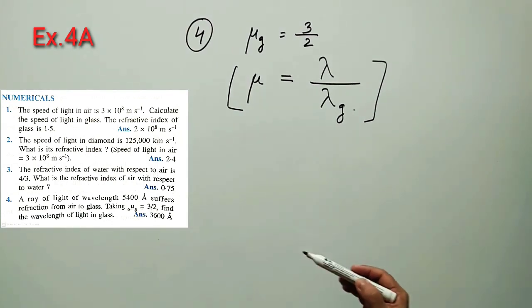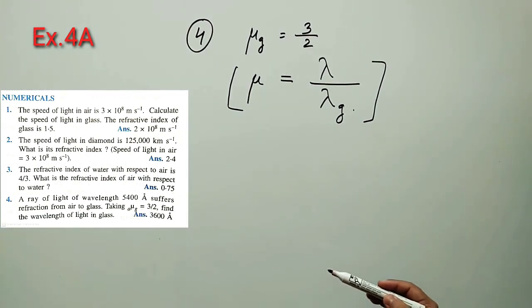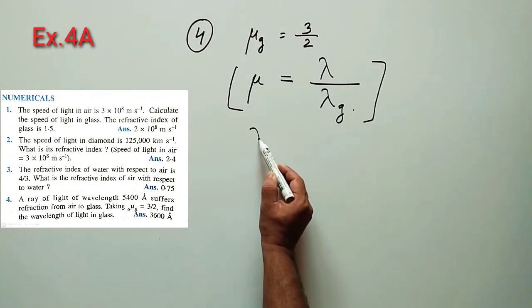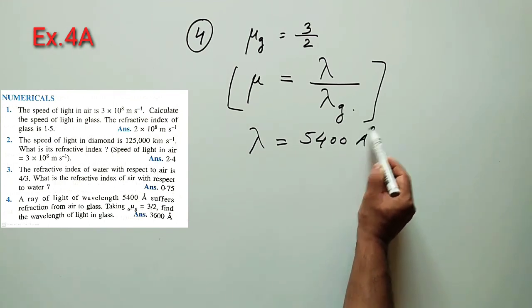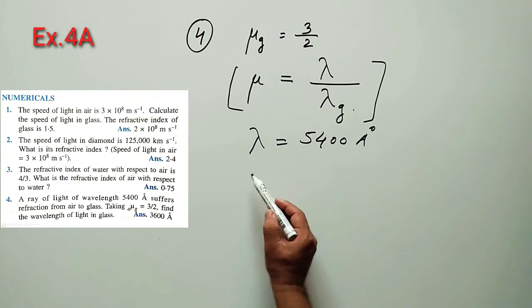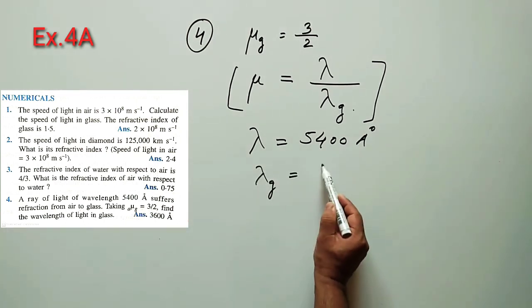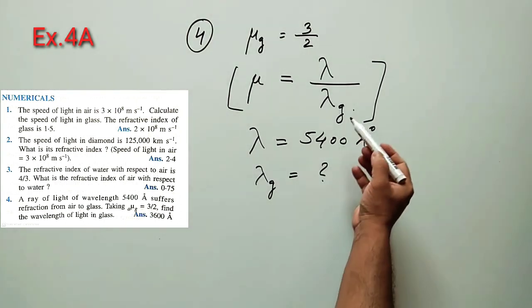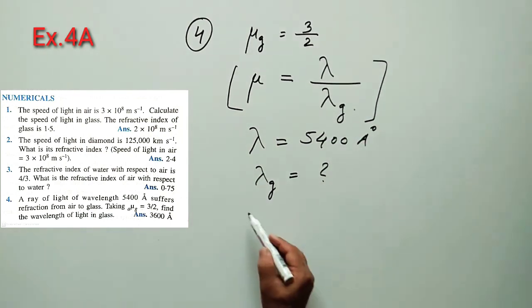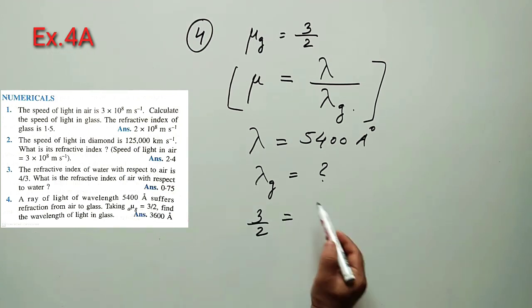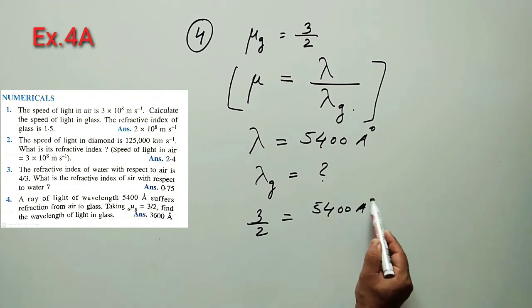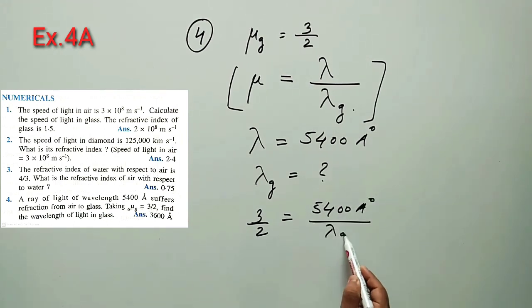Clear? Now what quantity is given there? A ray of light of wavelength 5400 angstrom unit. So the wavelength of light in air is given as 5400 angstrom unit. Clear? So lambda g we have to find out, wavelength of light in glass we have to find out here. Now let's place the values given in the formula. Refractive index of the glass is given as 3/2. That's equal to wavelength of the light in air, that is 5400 angstrom unit, divided by lambda g.